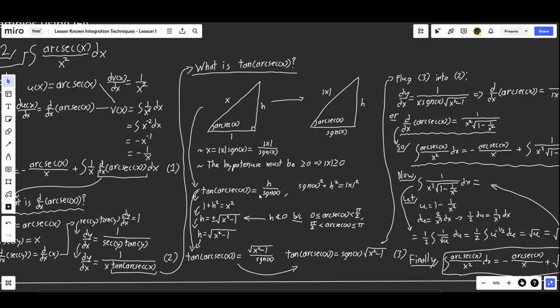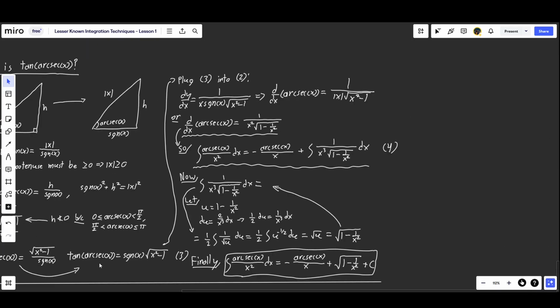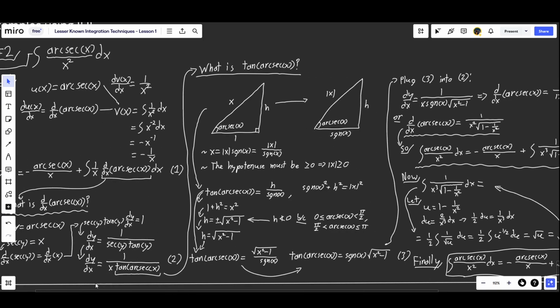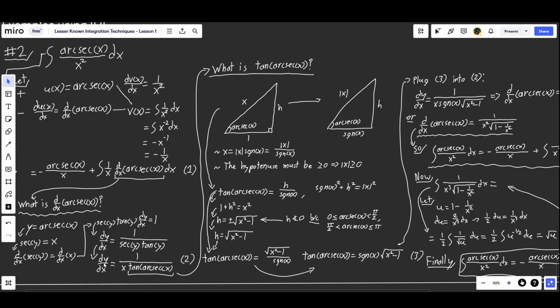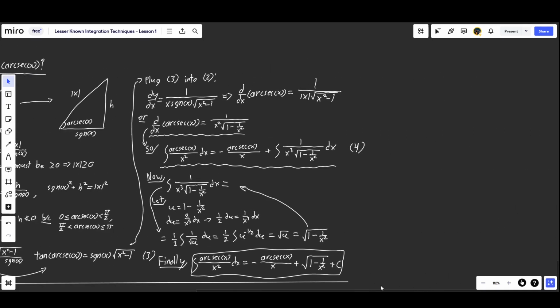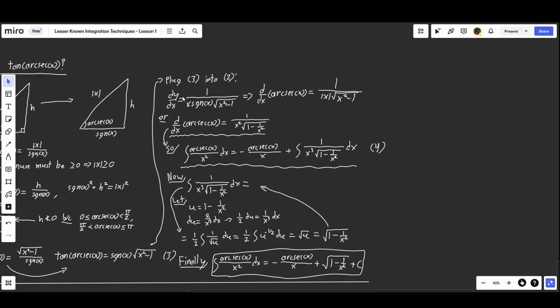So knowing that we can reject this negative solution, h will be equal to the square root of x squared minus 1, which we can plug in here and see that tangent of arcsecant of x will be equal to the square root of x squared minus 1 over sine of x. Or, using the property that we described up here, it can be equal to sine of x times the square root of x squared minus 1. Finally, because we found the value for tangent of arcsecant of x, we can plug it into our equation for the derivative of y with respect to x to receive that the derivative of y with respect to x is equal to 1 over x times the sine of x times the square root of x squared minus 1.